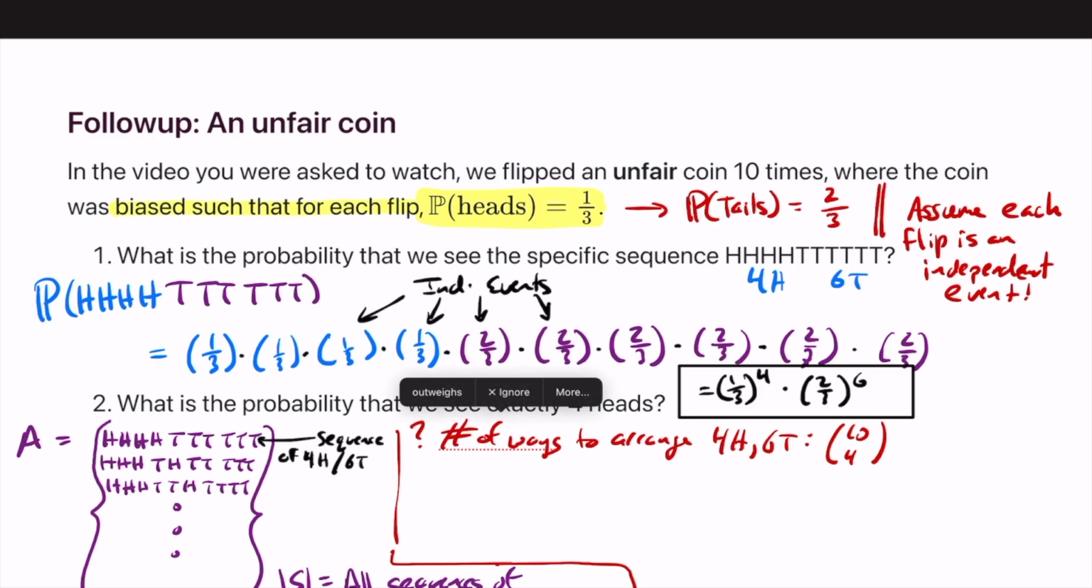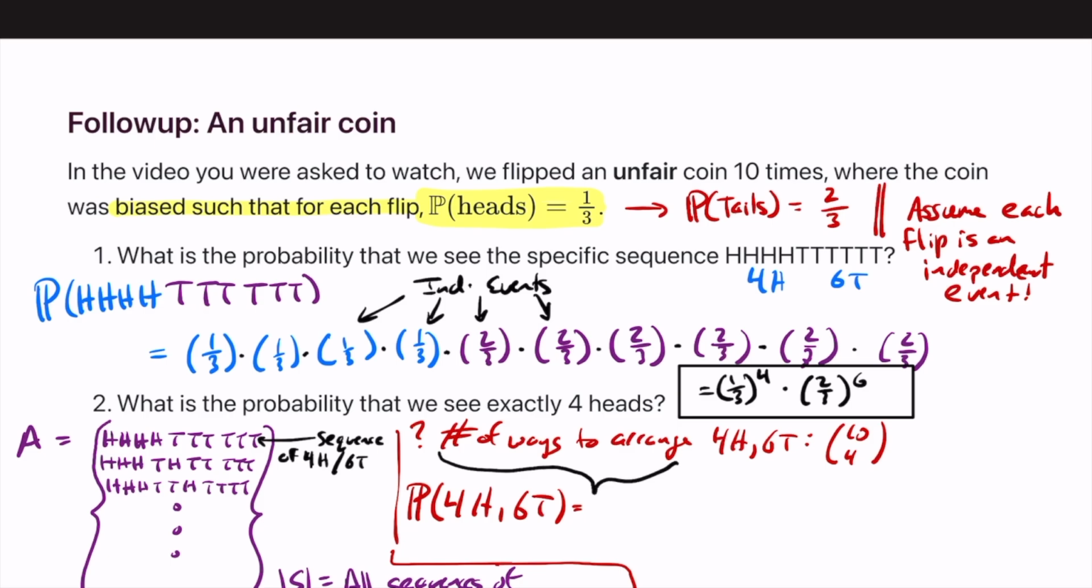And so we can write this as a probability of getting 4 heads, 6 tails. That equals the number of ways of seeing 4 heads and 6 tails. So that is this information right here. And that's going to be multiplied by the probability of one such sequence, because anytime we flip 10 coins, what's the probability of seeing one such sequence? And we want that multiplied by the total number of ways that we can see 4 heads and 6 tails.